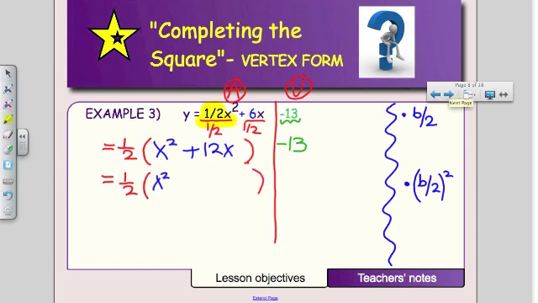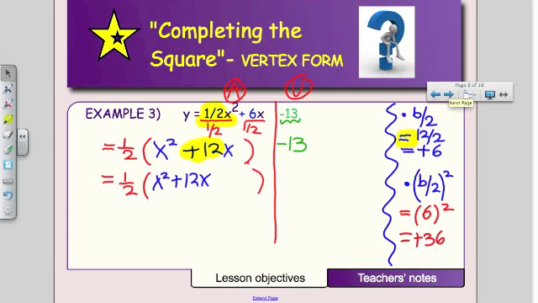1/2 x squared plus 12x. Now I'm going to figure out what my b over 2 value and my b over 2 squared value is. So since my b term is now a positive 12, not positive 6, b over 2 is simply going to be 12 divided by 2, which is positive 6. So my b over 2 squared value is just going to be positive 6 squared, which is positive 36.